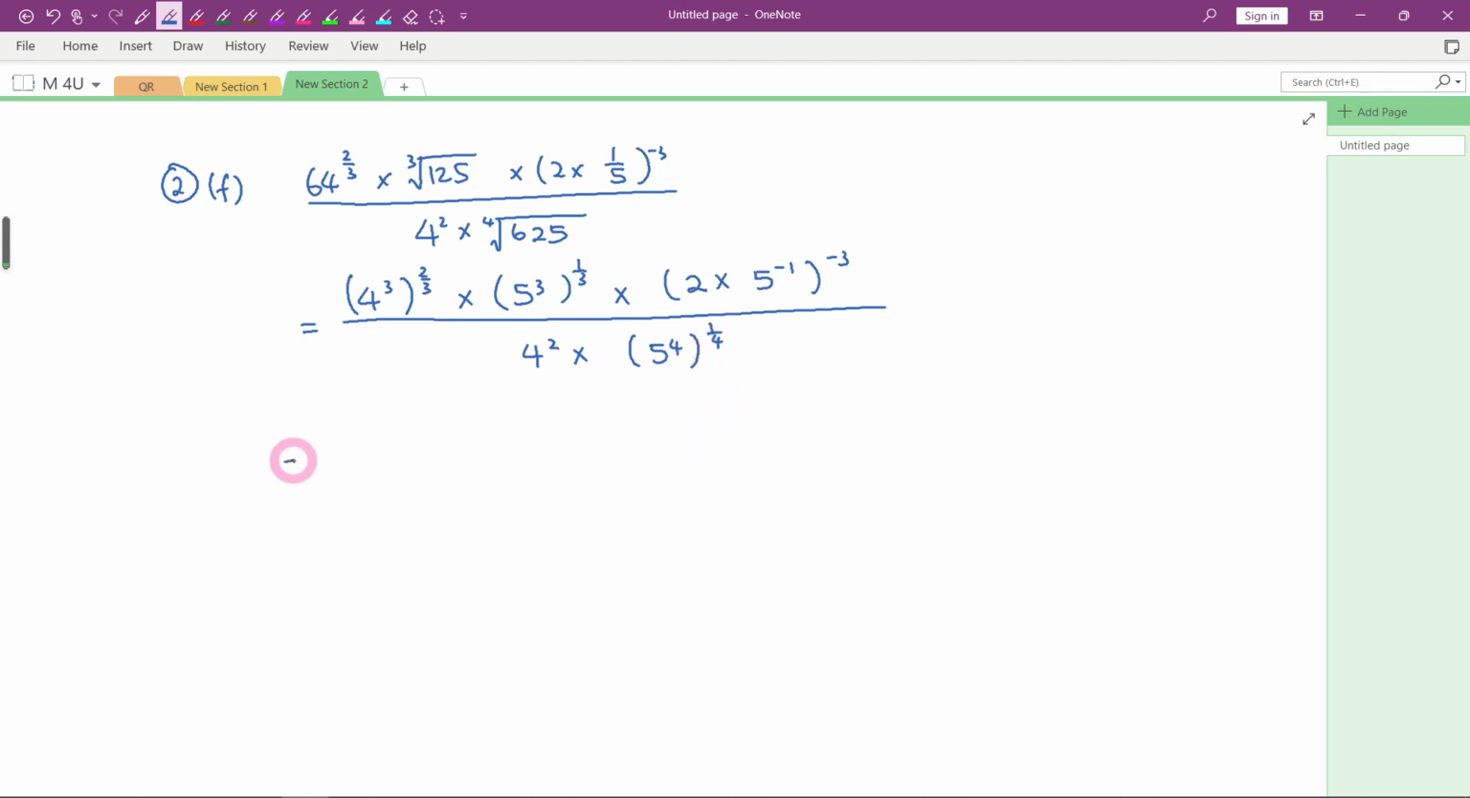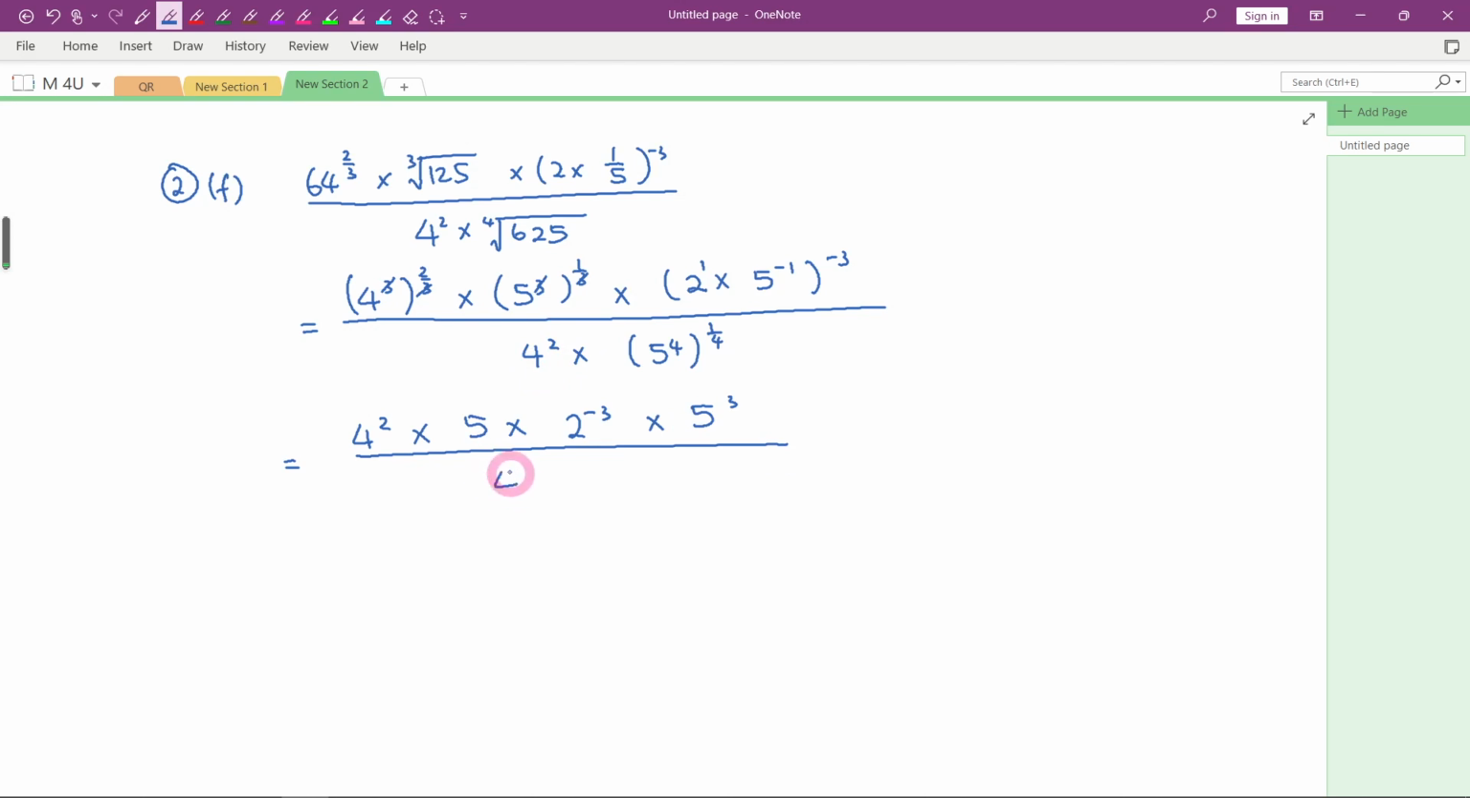Okay, now simplify this one. You get 4 square. You can write 4 square, or if you want to write 16, it's okay, the same thing. Simplify, you get 5. Okay, here, power 1, right? So negative 3 times 1, you will get 2 power negative 3. Negative 3 times negative 1, you will get 5 power 3.